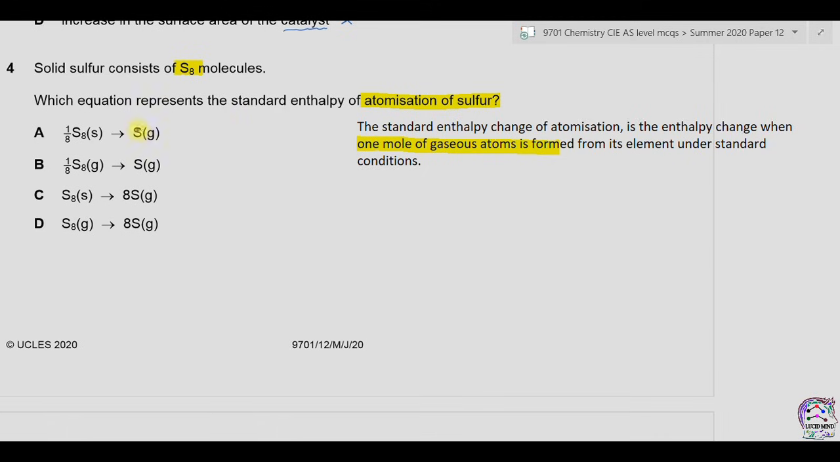So let's find out in which equation are 1 mole of gaseous atoms being formed. So this is 1 mole, this is 1 mole, this is 8 moles, this is also 8 moles. Second part of the definition says that from its element under standard conditions. So we know that in standard conditions sulfur is present in solid form as compared to the gaseous form. So therefore answer is part A.